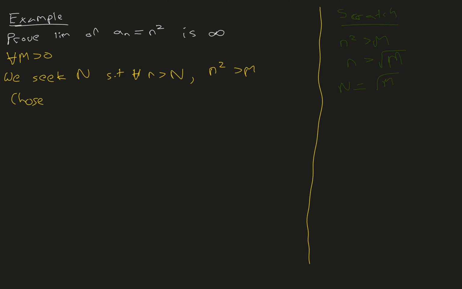Choose N. Remember, we're finding this one N, there exists an N. So whenever it says there exists, we are able to choose it. But when it says for all, we can't choose it because it should work for all values of M. So this N depends on M. So choose N equals root M, and since n is greater than N, which is equal to root M, n is greater than root M, and n squared is greater than M, which is what we needed to show.